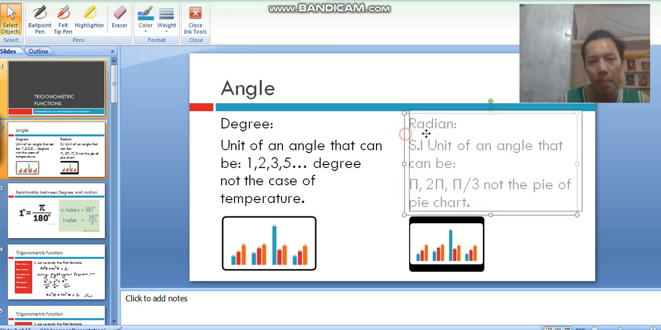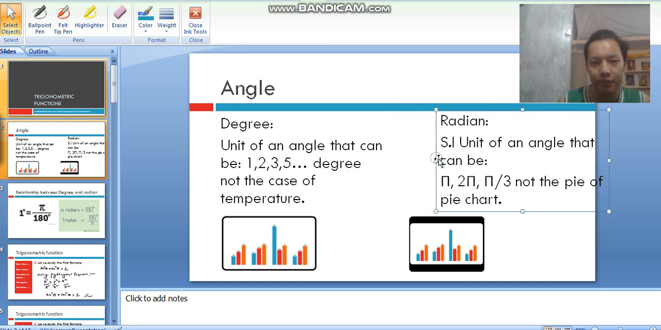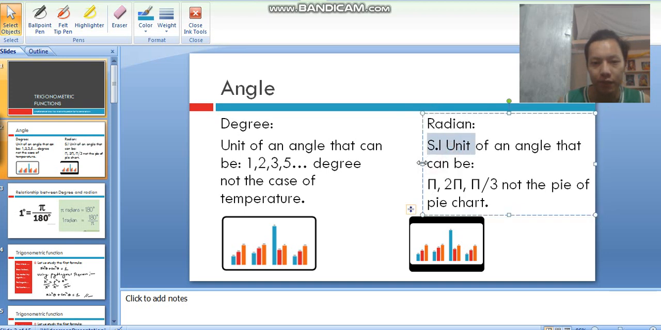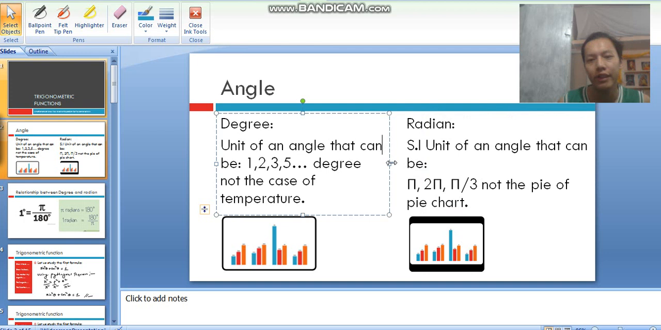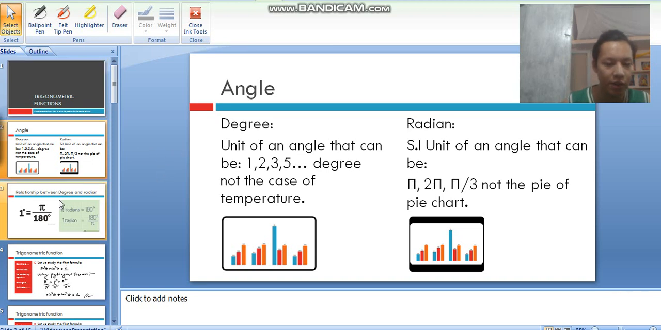Yeah, radian. So here, see the radian. This radian is also a unit, the SI unit. It's a standard internationalized unit, right? So this is also a unit. For example, pi, 2 pi, 3 pi. It's radians, right? I'm not talking about the pie chart. We're talking about pi. This is not pie. This is a mathematical pi. It's a symbol, pi.